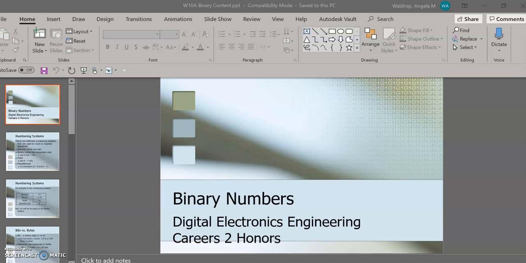Today we are going to talk about binary numbers. We're going to talk about what they are, how you can convert back and forth between binary and decimal.